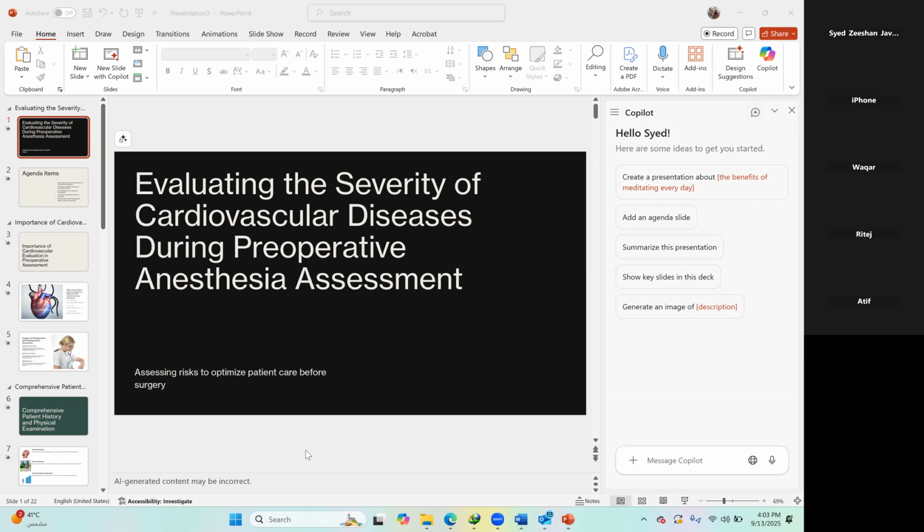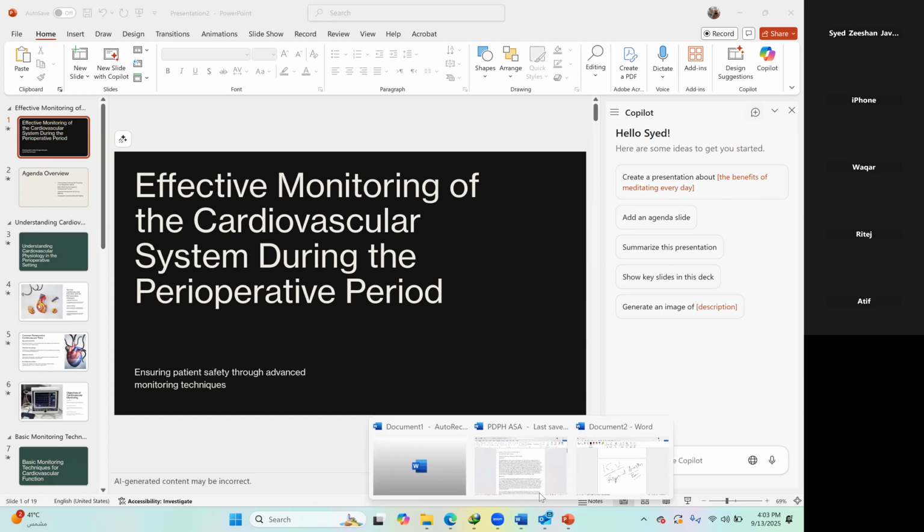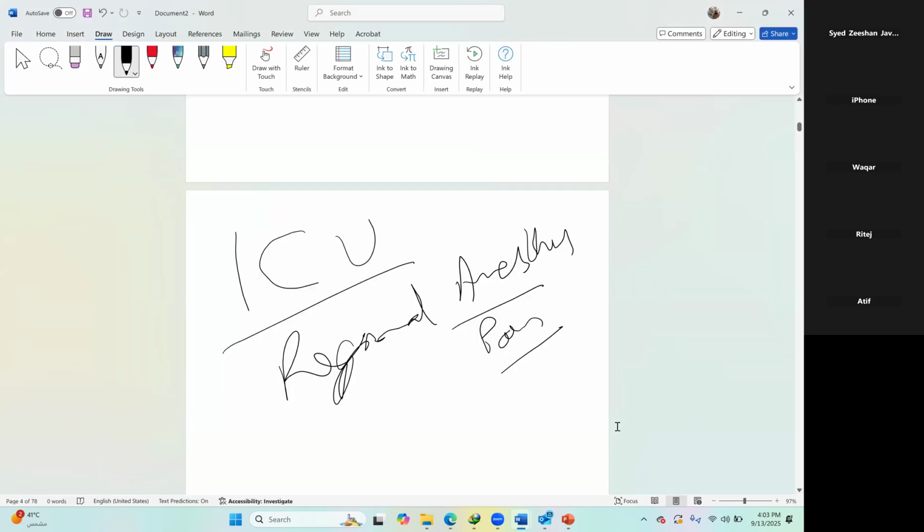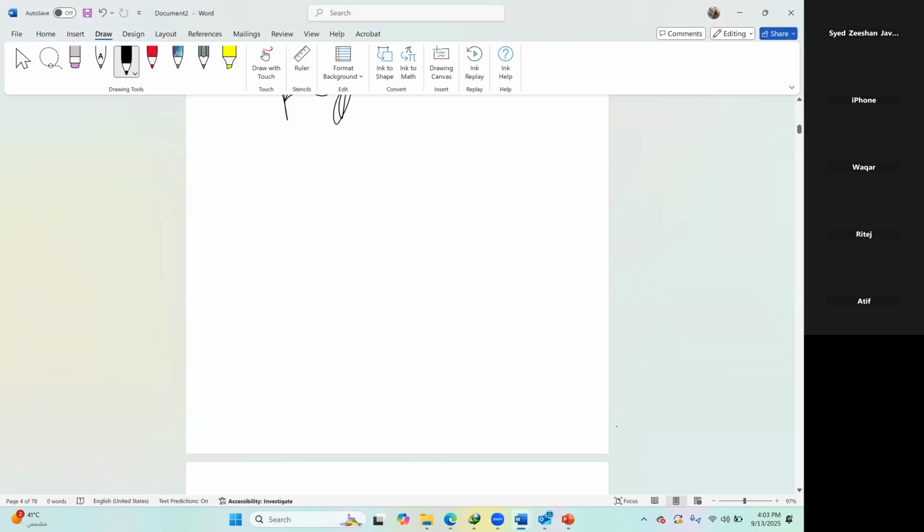First of all, this is the first time I just tried AI. I just put in how to evaluate the severity of cardiovascular disease during perioperative anesthesia assessment. So I don't know what I got. Usually, before going to these things, just let me explain to you.